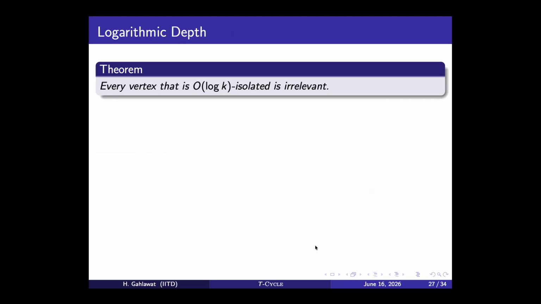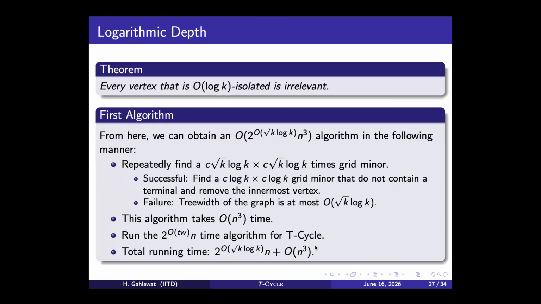Simple. Now from here, you can get a first algorithm immediately. What is this algorithm? With the running time 2 to the power square root of k log k and n cube, you can get a cubic algorithm very easily. You simply ask for a c times square root of k by c times square root of k grid. And if you get this, you'll get some k log k grid, which is marked as a block.